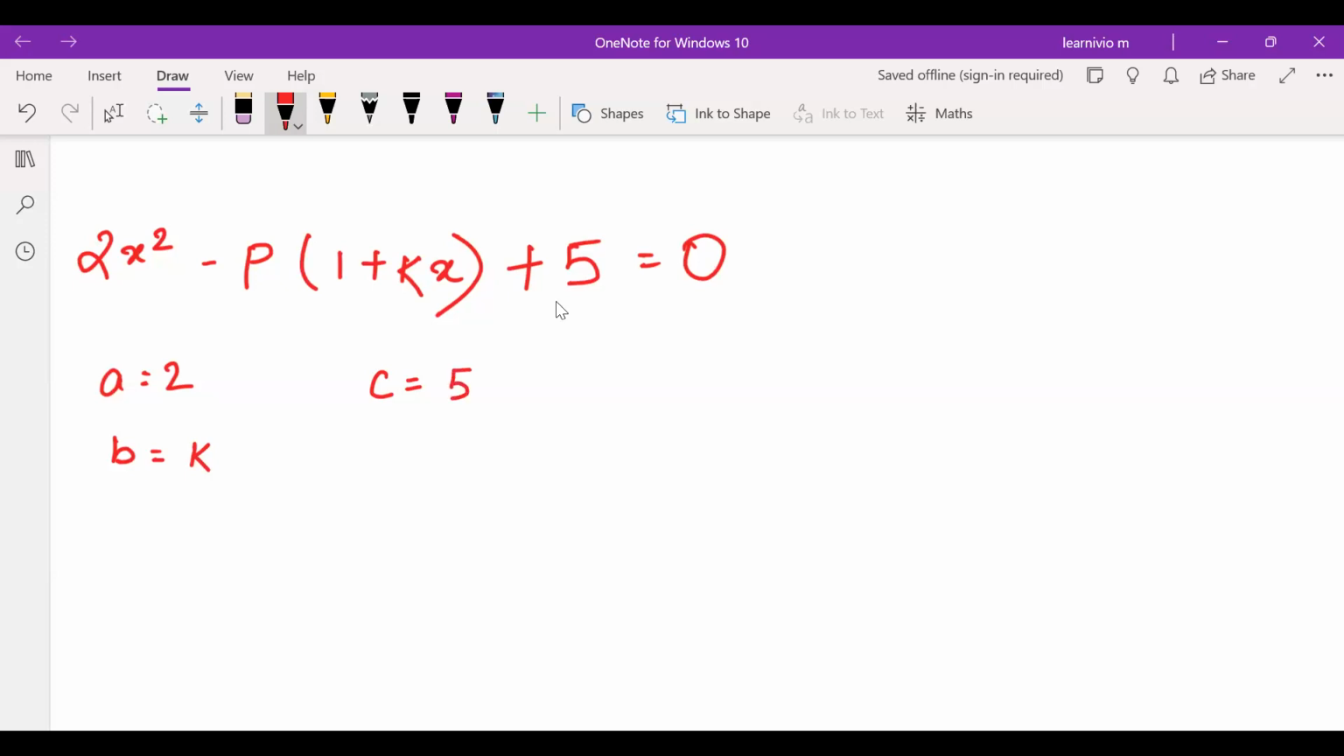Let me explain the concept exactly. A is the coefficient of x square, Zoha. That is 2, perfect. B is the coefficient of x. So just open this bracket, we get pkx, plus 5, 2x square.